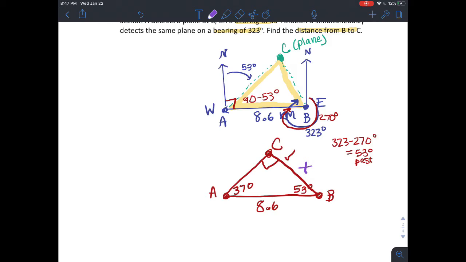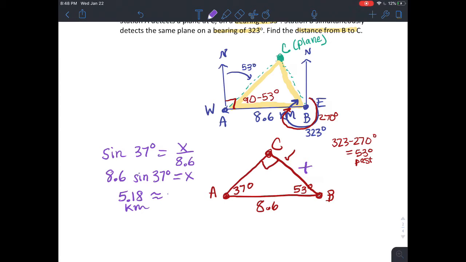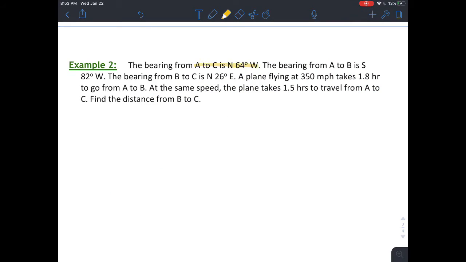So I'm going to set up a trig equation looking for the distance from B to C, which I'm going to label as x. So you could do sine of 37 degrees equals x over 8.6. You could also do cosine of 53 degrees equals x over 8.6 and get there that way too. So if you multiply by 8.6 and punch it in your calculator, you get approximately 5.18 kilometers for a value of x. Let's try another one.